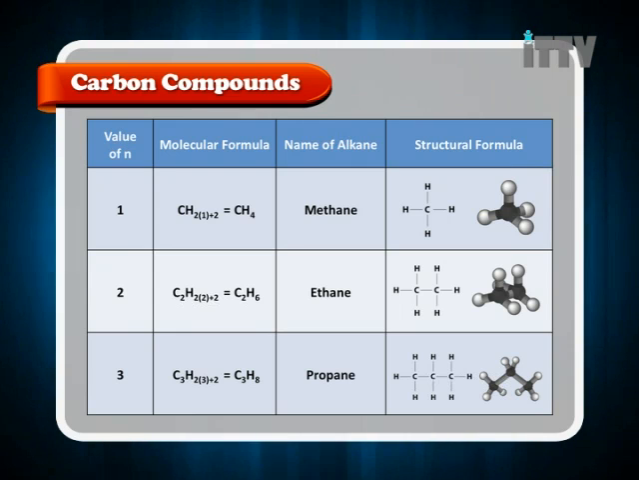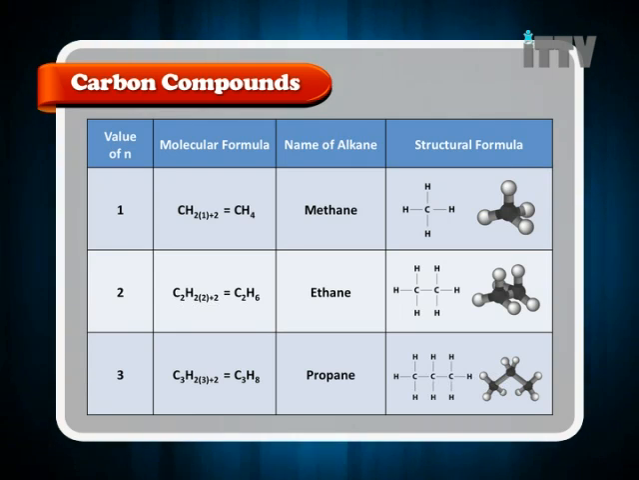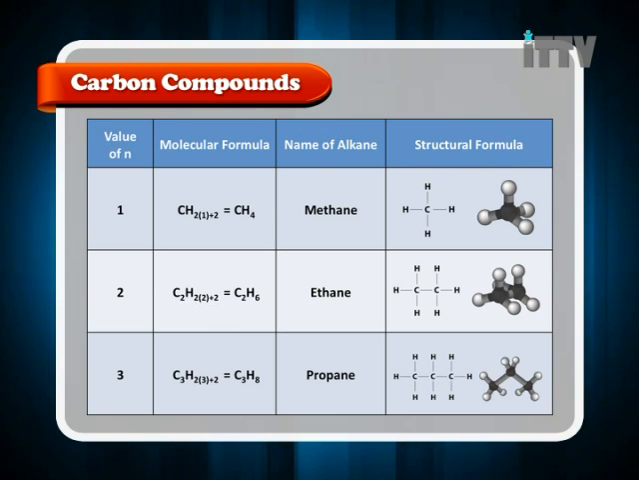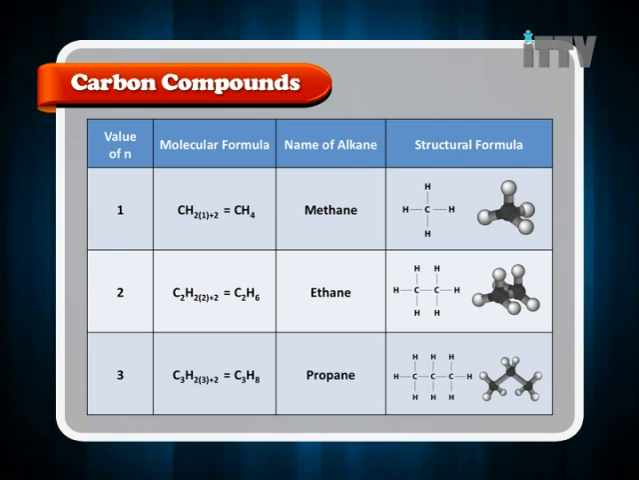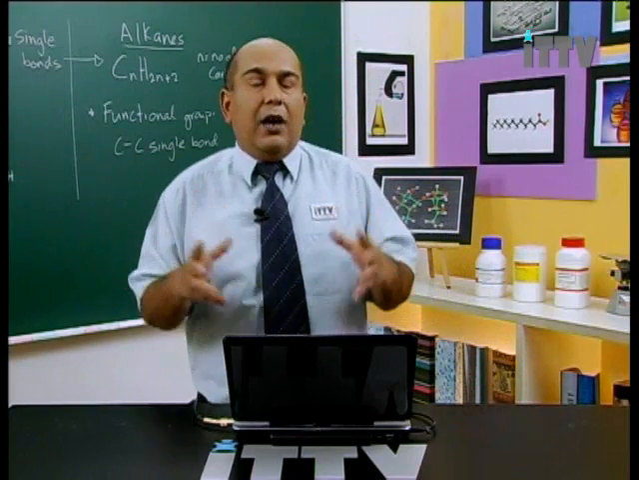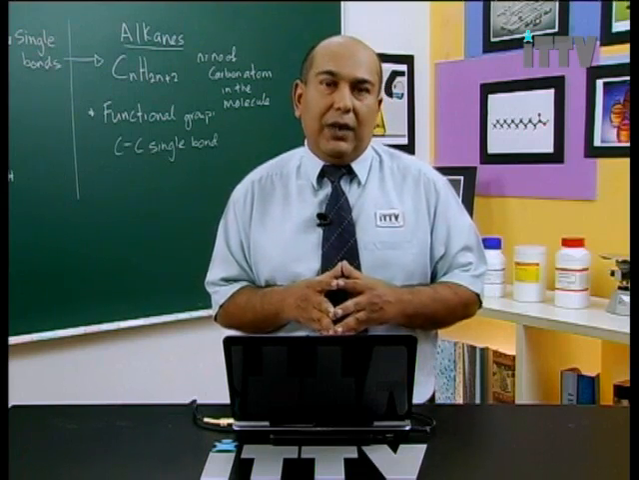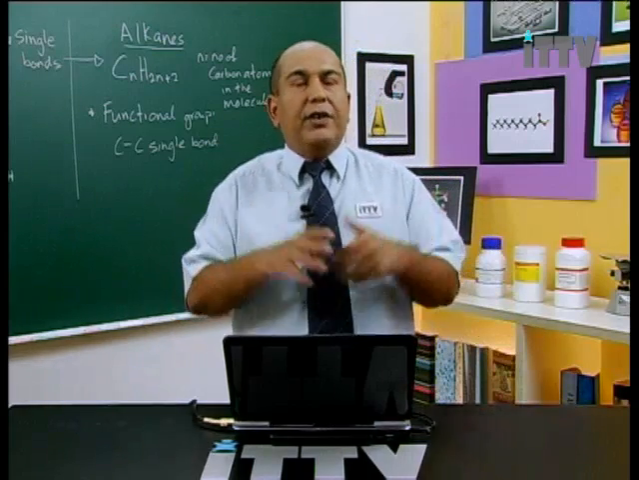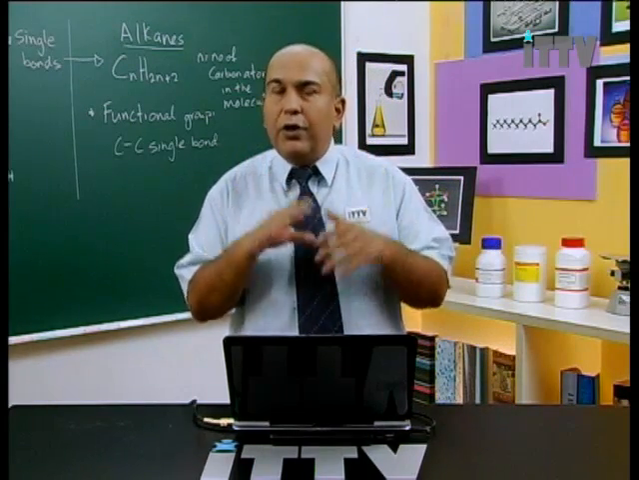When the value of n increases to 2, the molecular formula becomes C2H6. Here, the name of the alkane is ethane. And you can see its structural formula. Next, you can see when the n value becomes 3, we get the formula C3H8. Here, the name of the alkane is propane. So here we see how we work out the structural formulas for our alkanes, and then how we name our alkanes. Now this is a bit tricky, so let's go up to the board and slowly work through this.